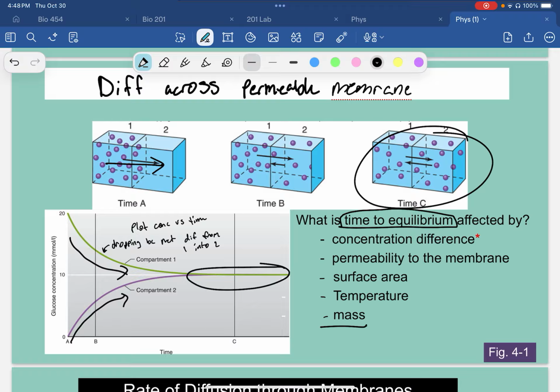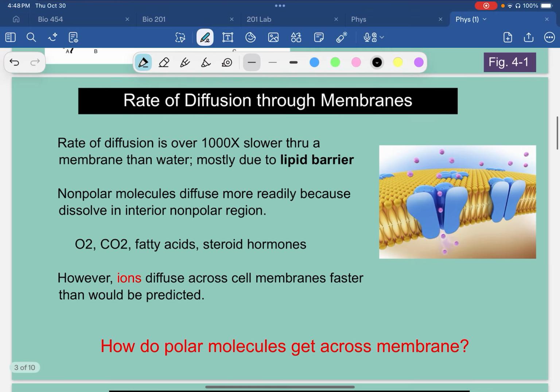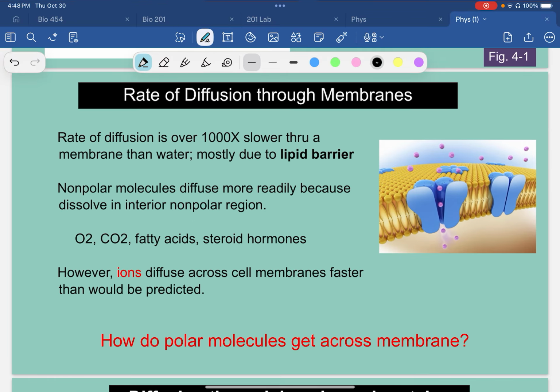Then, as we move down here to the rate of diffusion through membranes, we see that nonpolar molecules diffuse more readily, and they are the most permeable. So we have here an example. These are all examples of small nonpolar molecules, and those are going to diffuse most readily.